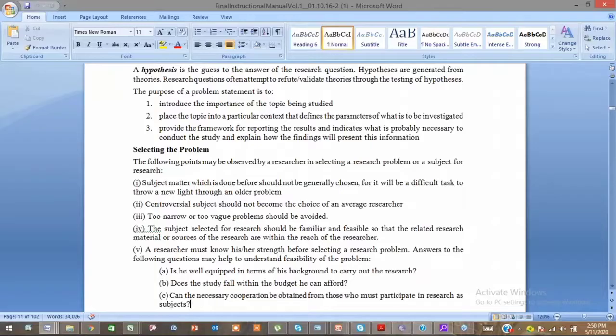Two, a too narrow or too vague problem should be avoided when picking a topic for research or a project topic. A subject that is too narrow or too vague should be avoided. Three, the subject selected for research should be familiar and feasible.